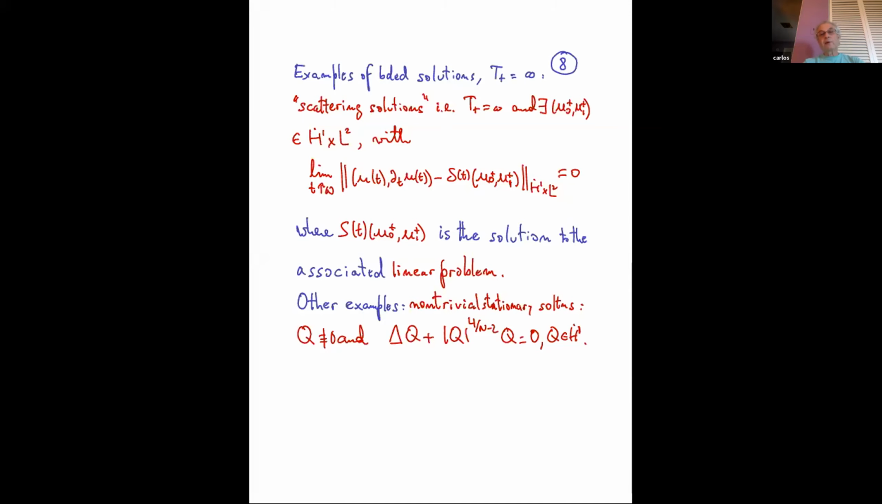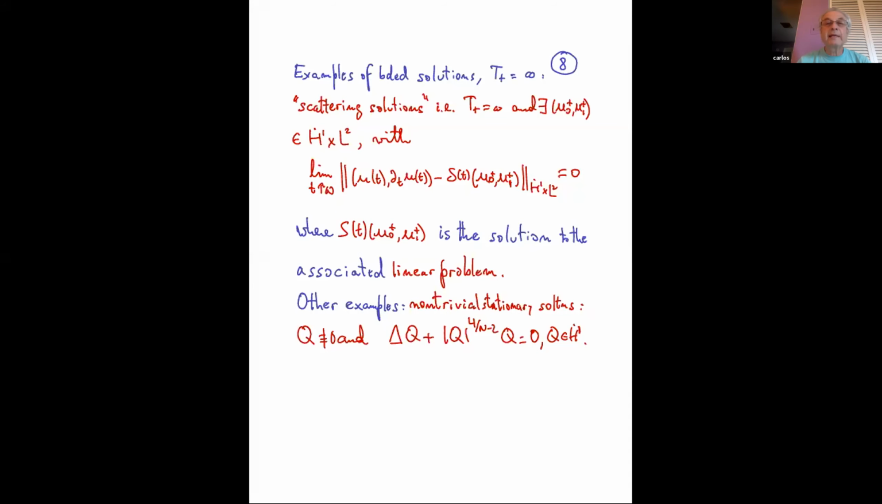Of course, if we forget about the time dependence and we just look at the x equation, we obtain a familiar nonlinear elliptic equation, which is well known to people for its role in the study of the Yamabe problem. And so non-trivial stationary solutions solve Laplacian Q plus |Q|^(4/(n-2)) Q equal to 0, and they're in H dot 1.